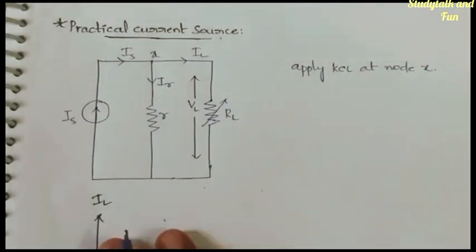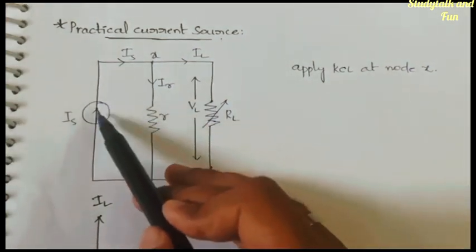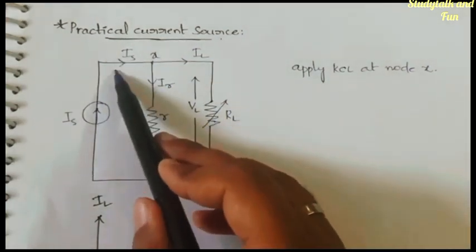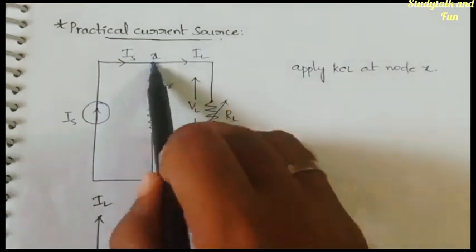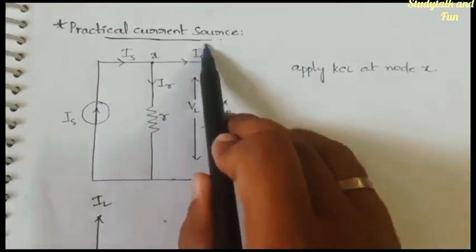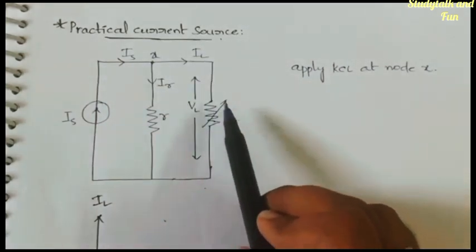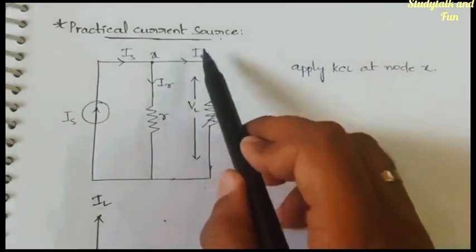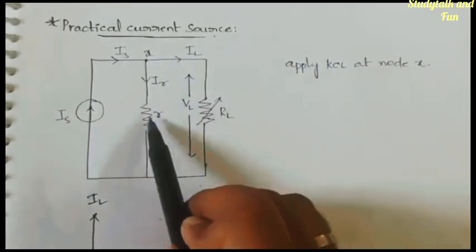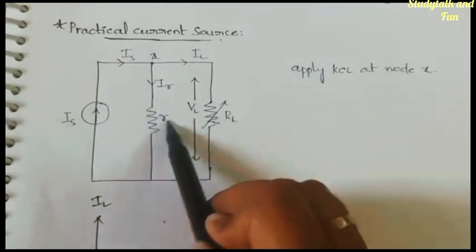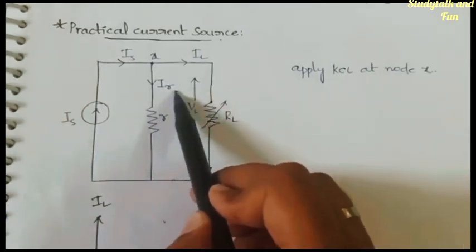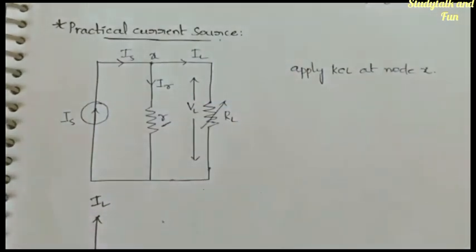Before that, let us try to understand the terms. So this is source current. Here also source current only is flowing. It is node X and load current. This is load resistance and this is load voltage which is generated because of this IL and RL. This is internal resistance, small r, and IR is the current which is generated because of this internal resistance.